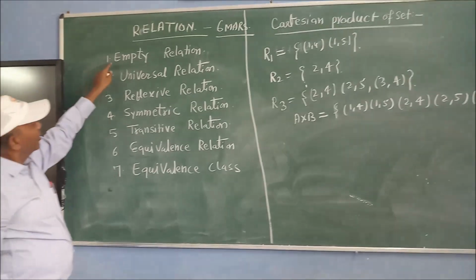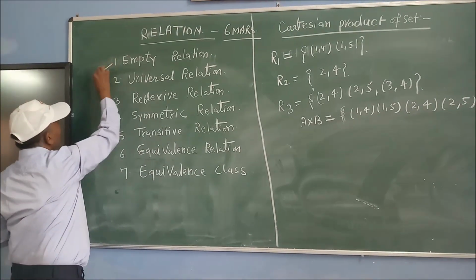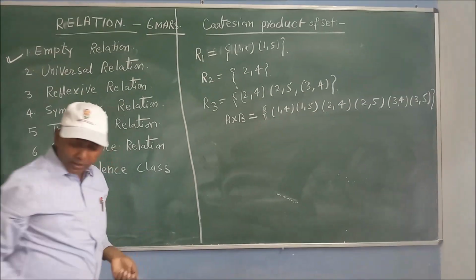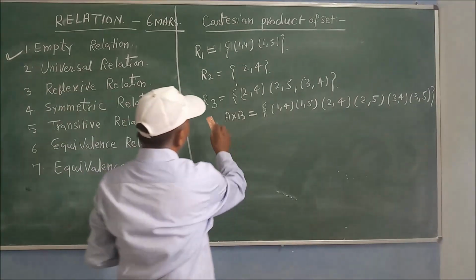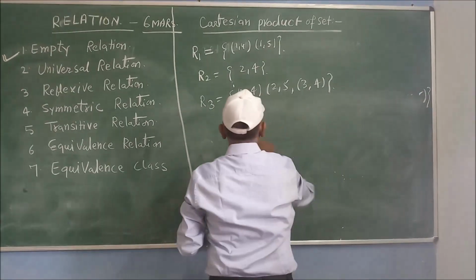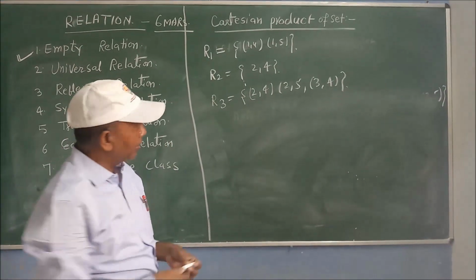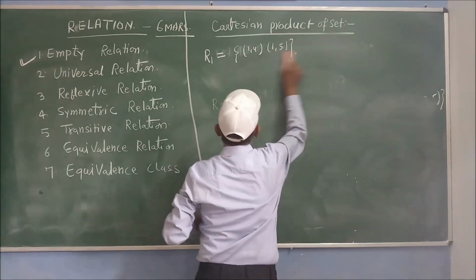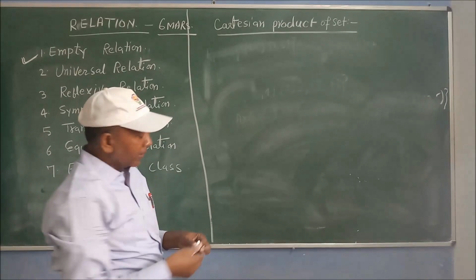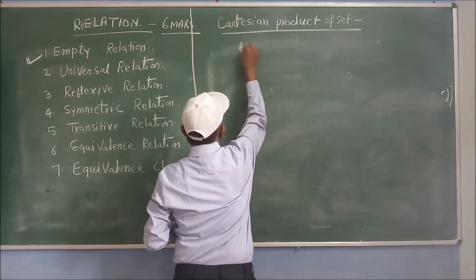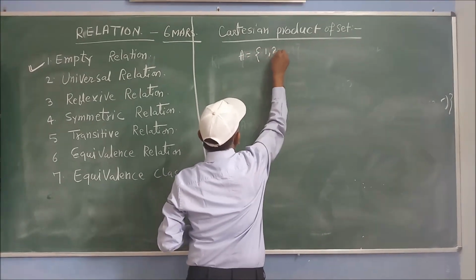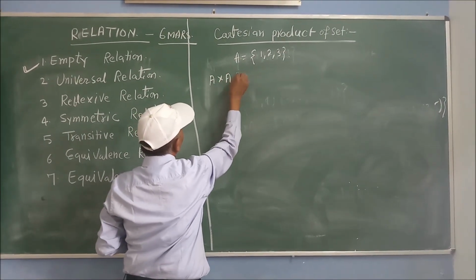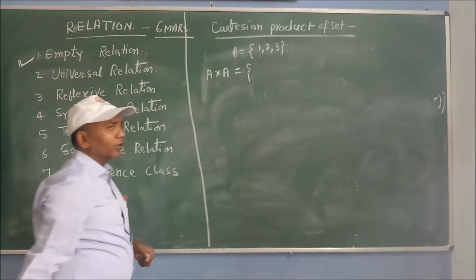And after relation, we have to go to class 12. First thing is empty relation. After that, I have taken another example. Suppose I have taken a set A, and its elements are 1, 2, 3. Can you calculate the value of A cross A?